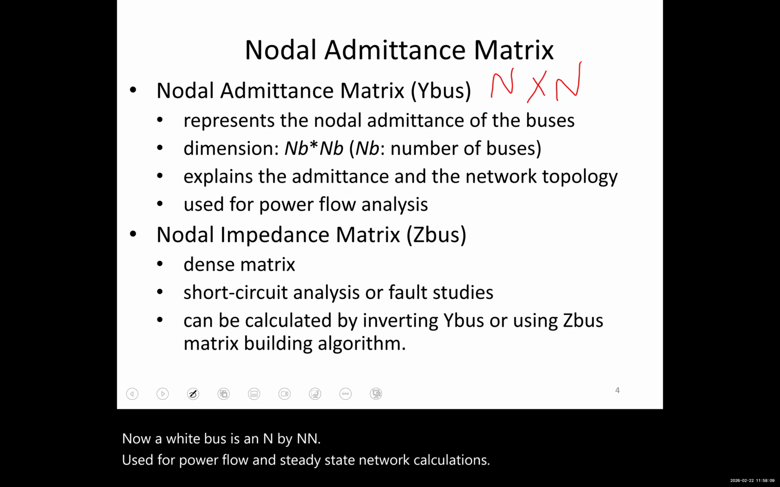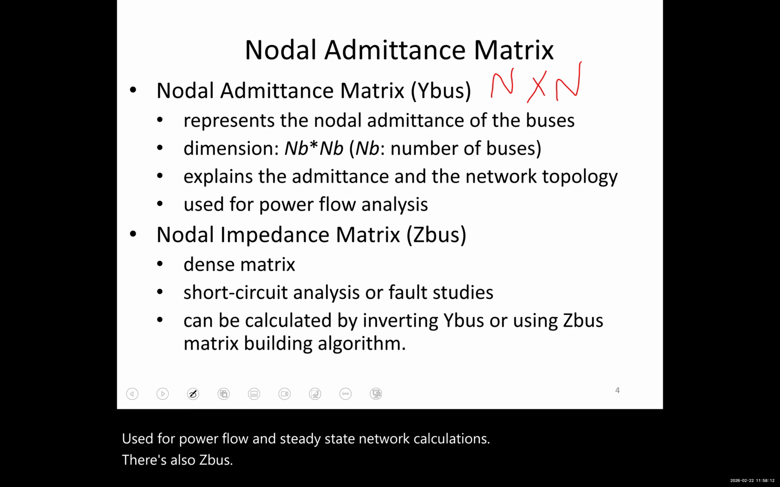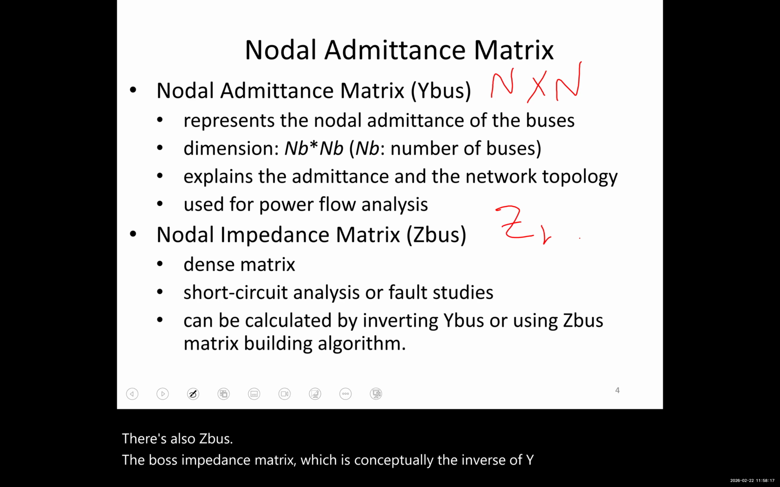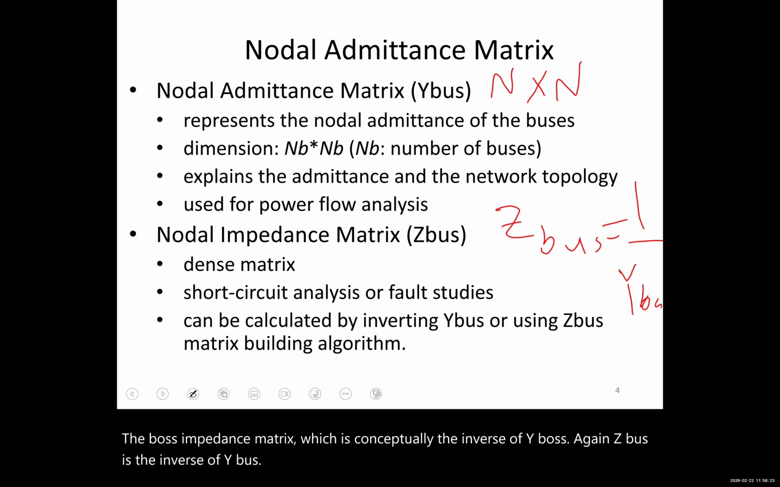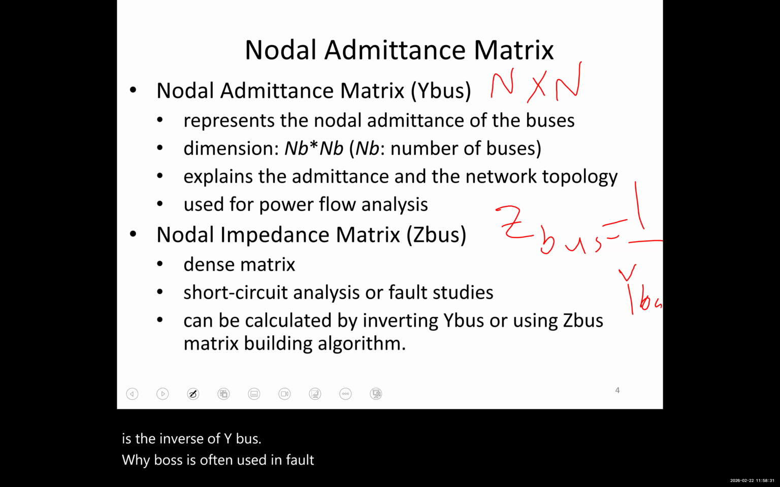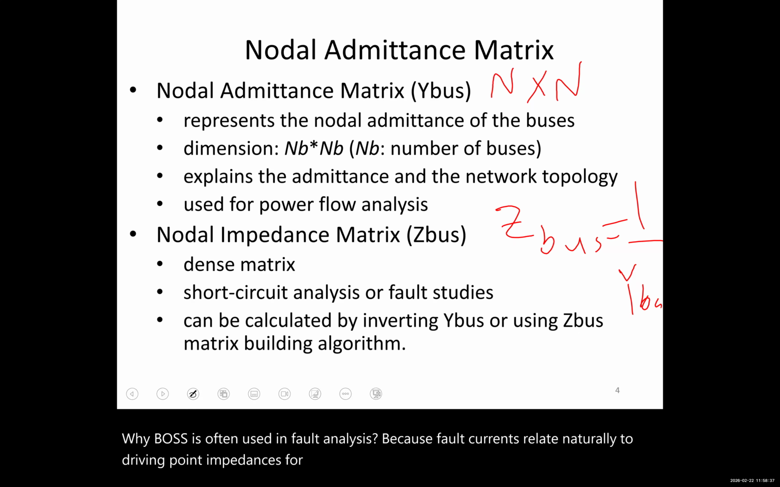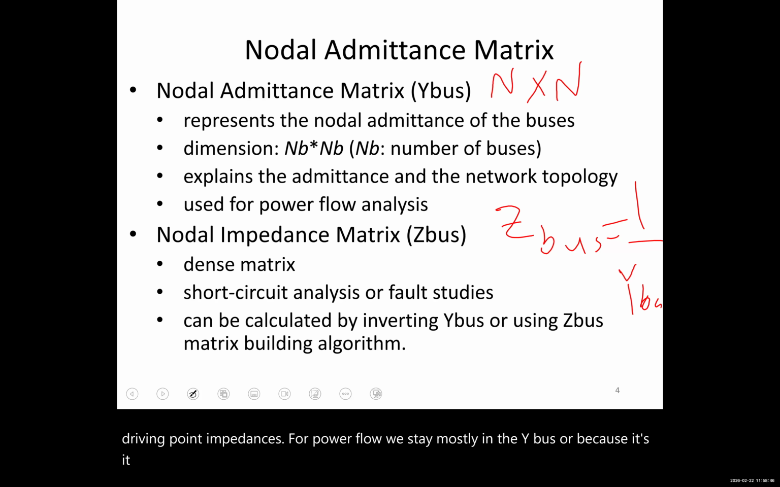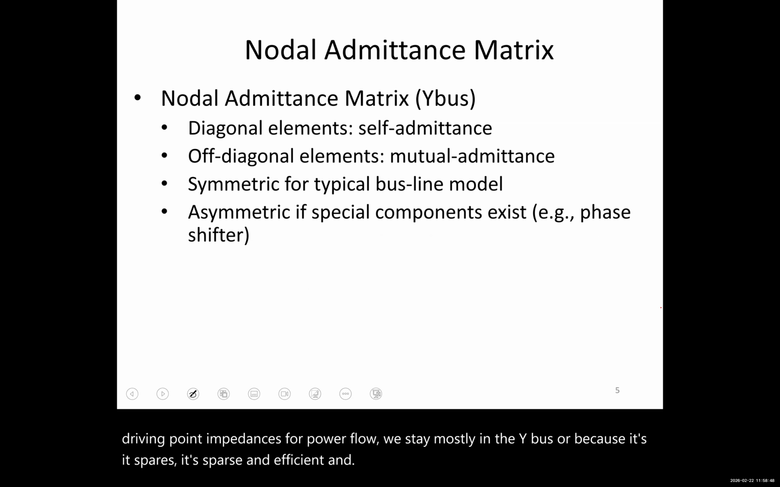There's also Z-bus, the bus impedance matrix, which is conceptually the inverse of Y-bus. Again, Z-bus is the inverse of Y-bus. Z-bus is often used in fault analysis because fault currents relate naturally to driving point impedances. For power flow, we stay mostly in the Y-bus because it's sparse and efficient, and much easier to solve.